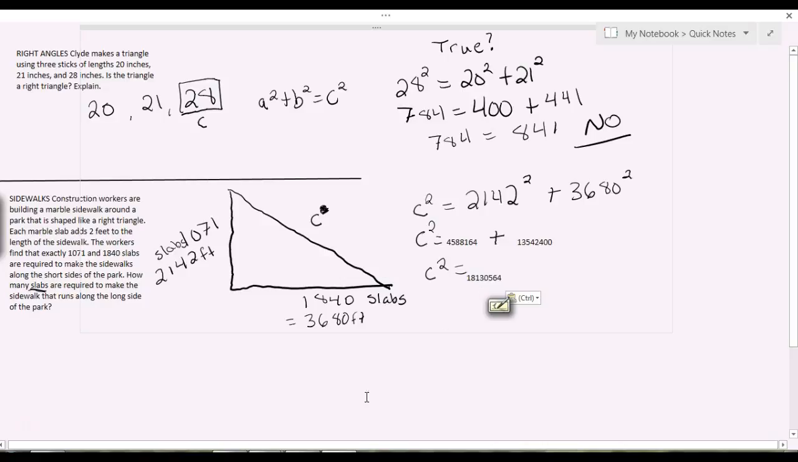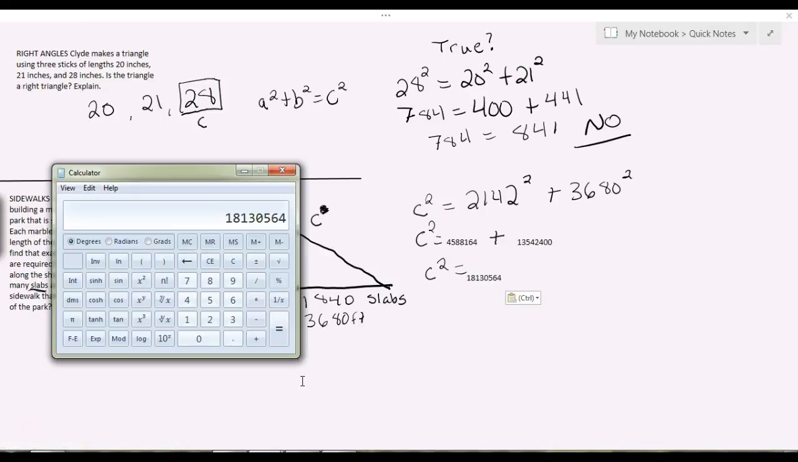So now I'm going to see what the square root of that number is. The square root of that number is just 4,258, which looks like it has a lot in common with these numbers. It looks like a reasonable number. So even though we ended up with some gigantic numbers, this number looks pretty good. So C equals 4,258. I'll go ahead and write that down.